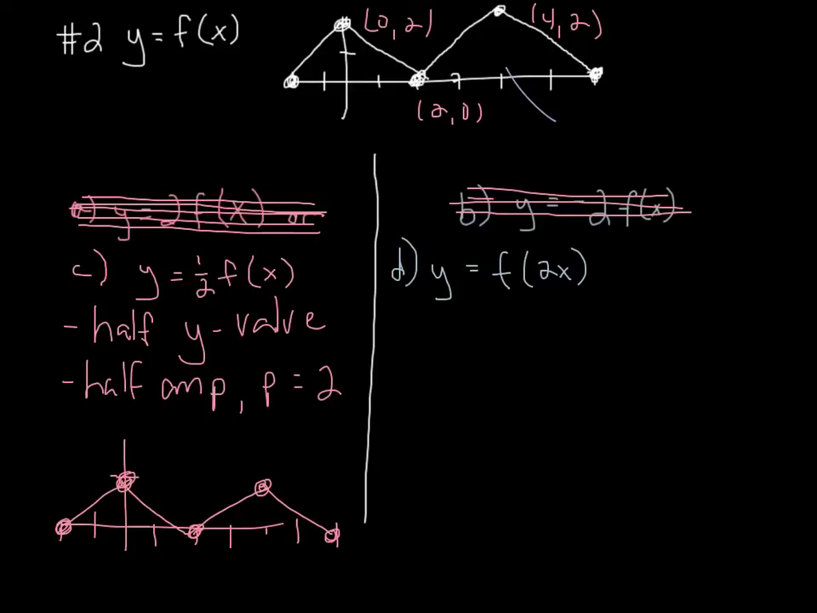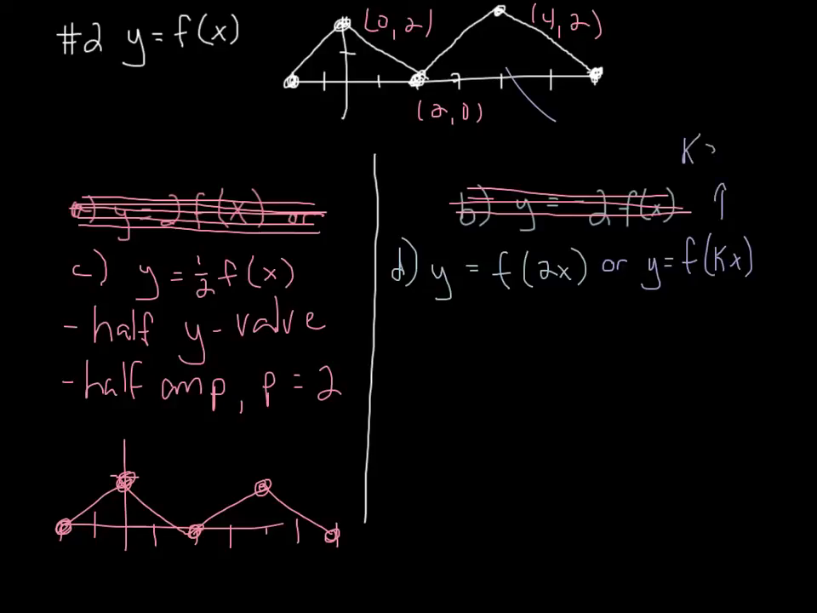All right, and now we get to the tricky ones. All right, y equals f of 2x. So now we're affecting the x values. Or generically, and this is the way your book will put it, y equals f of kx. All right, here's some rules about k.